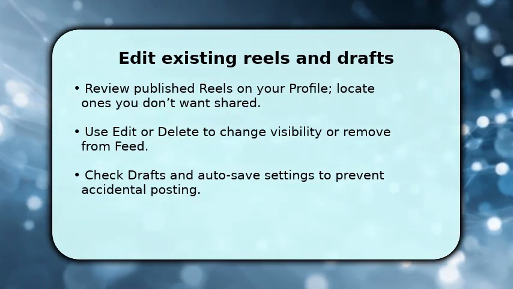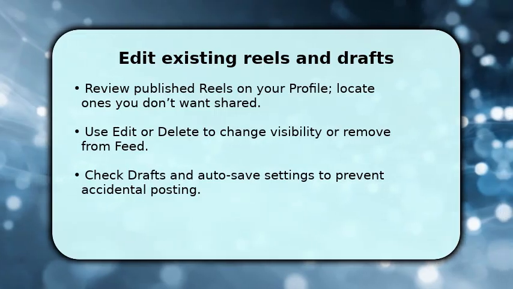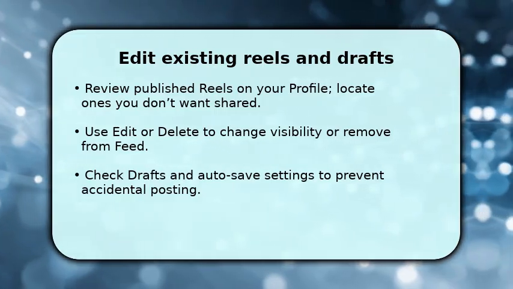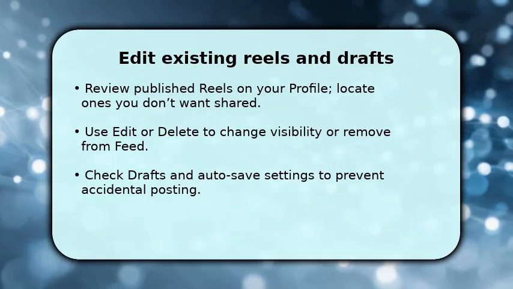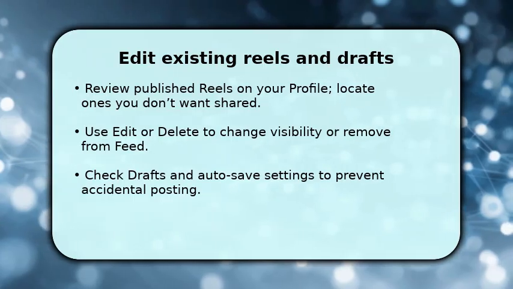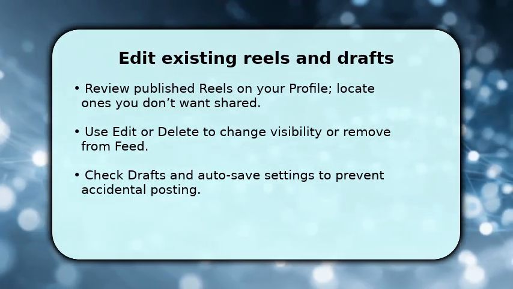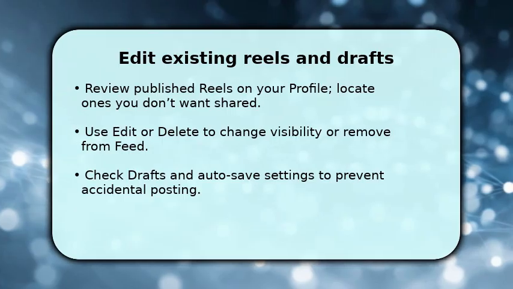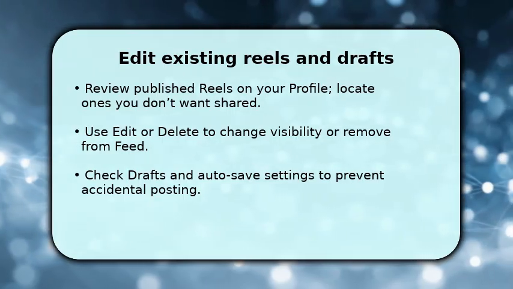Go into your published Reels and choose Edit or Delete for any Reel you no longer want public. Switch visibility to Private or Archive if deleting feels too final. Don't forget to open your Drafts folder. Remove any queued content or disable autosave so unfinished Reels don't publish by mistake.